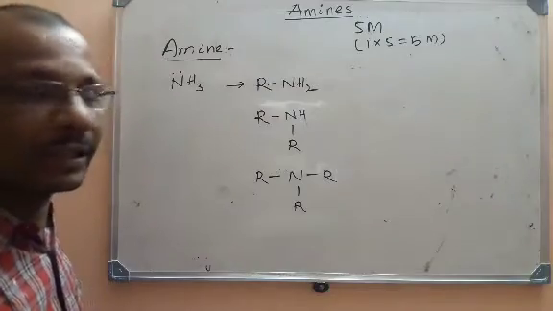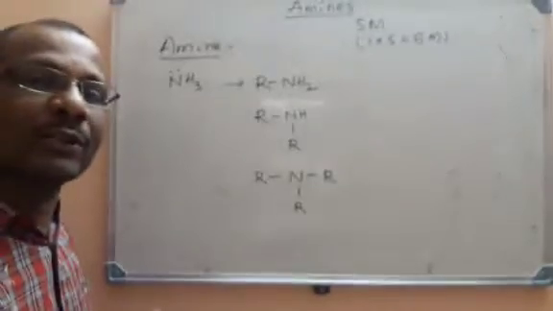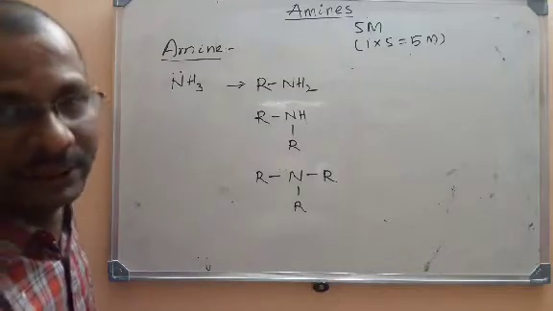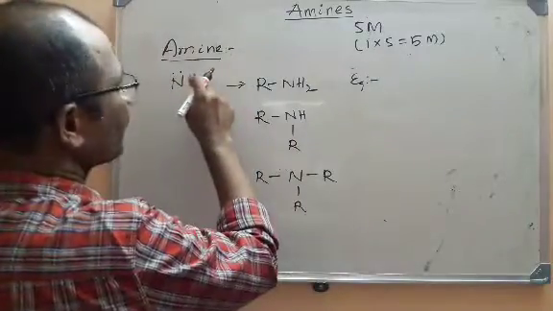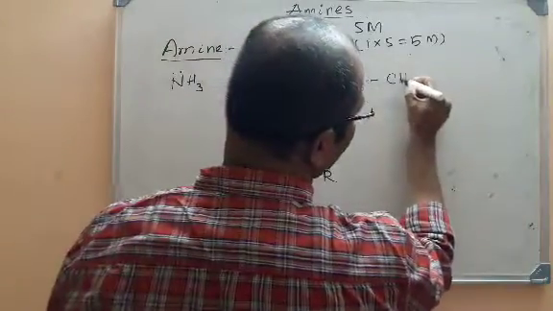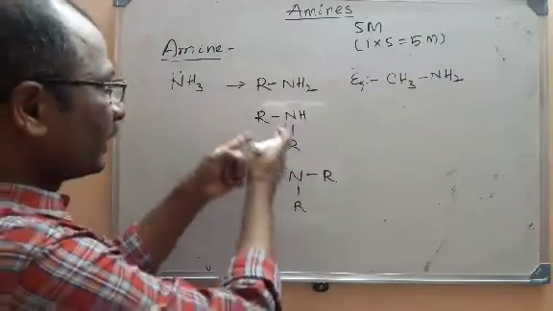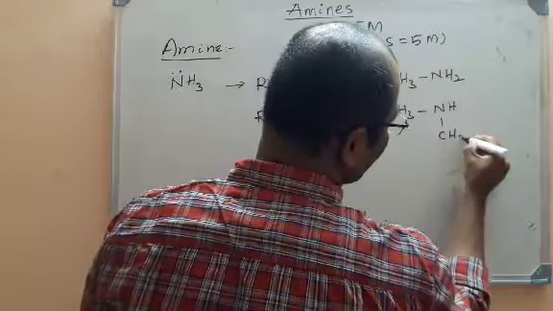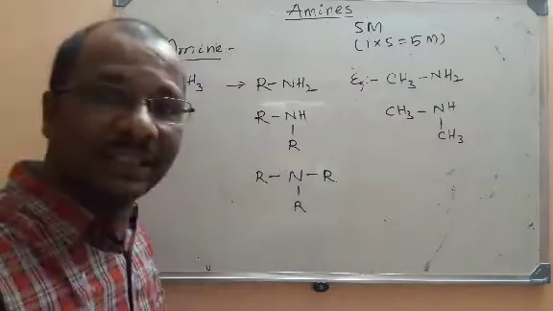So let me tell the definition now. Amines are the derivatives of ammonia where one or more hydrogens of ammonia are replaced either with alkyl groups or aryl groups. I will write one example. For example, here, if I replace hydrogen of ammonia with a methyl group, that is CH3, we will get methanamine. In the same way, you can replace two hydrogens with two different alkyl groups or same alkyl groups. For example, here I am replacing two hydrogens of ammonia with the two methyl groups. Likewise, you can replace all the three also to get amines.